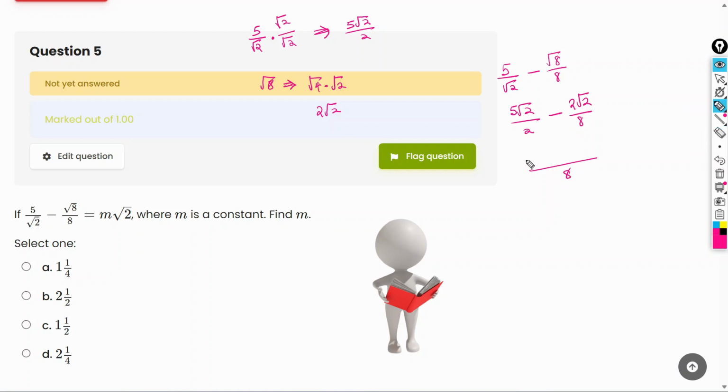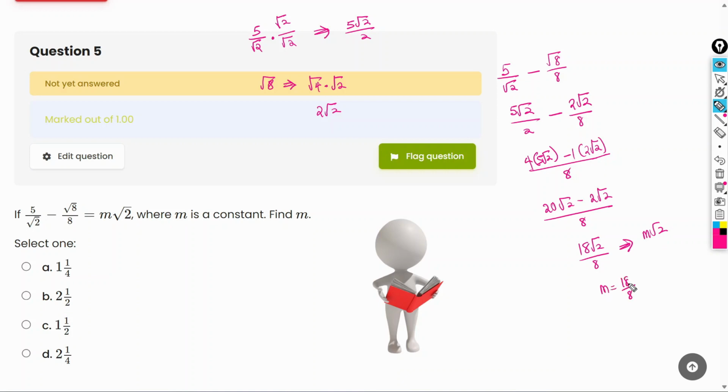8 divided by 2 is 4, so we have 4 bracket 5 root 2. And then 8 divided by 8 is 1, so minus 1 bracket 2 root 2. Alright, so this gives me 20 root 2 minus 2 root 2 over 8. That's 18 root 2 over 8. Alright, so if I compare 18 root 2 over 8 to m root 2, that means that m is what?